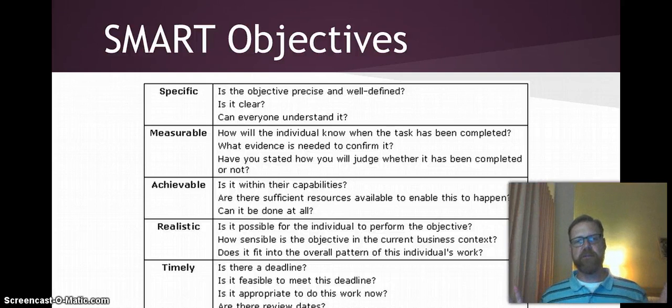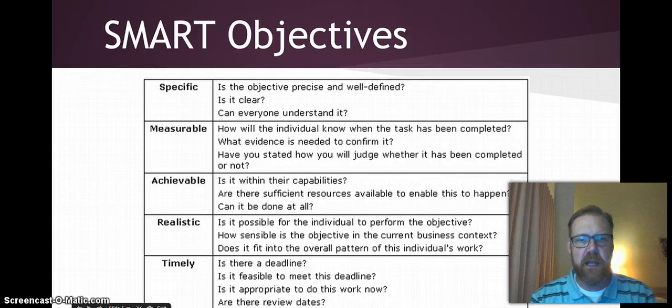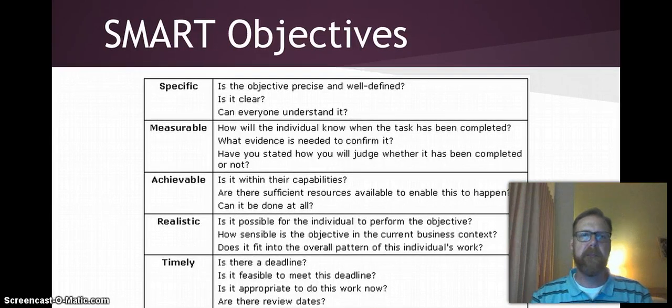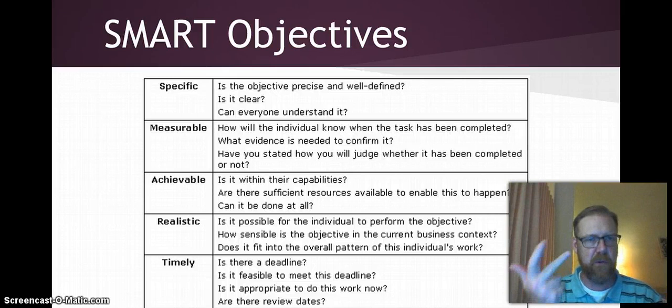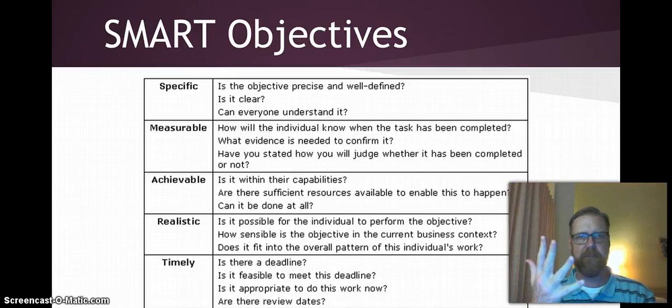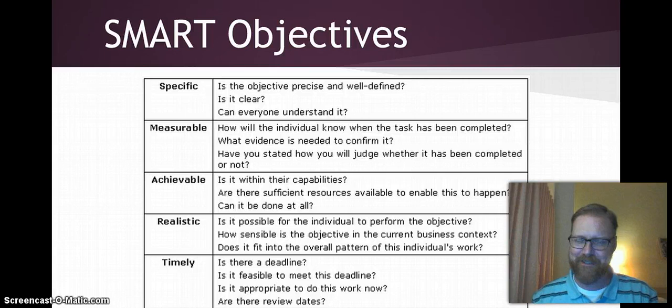So SMART objectives, you've seen these before. It's kind of cut off here at the bottom, so let me just adjust this a little bit. There we go. SMART stands for specific, measurable, achievable, realistic, and timely. Now, if you haven't seen this before, welcome to SMART objectives. If you have seen this before, then you know what we're talking about, and hopefully this is familiar enough to you that you've already started to incorporate this.